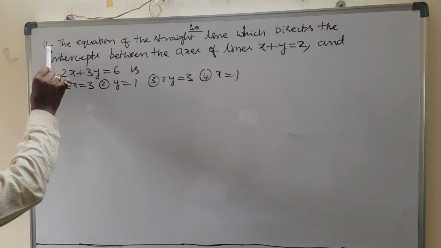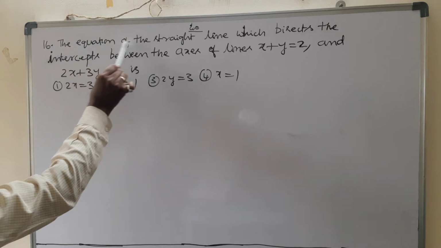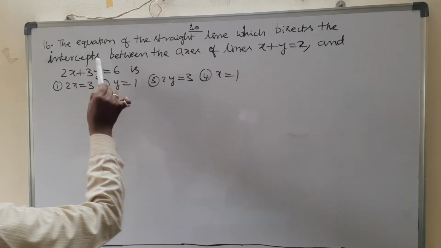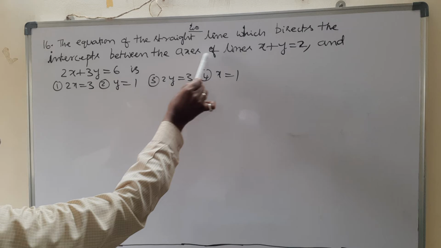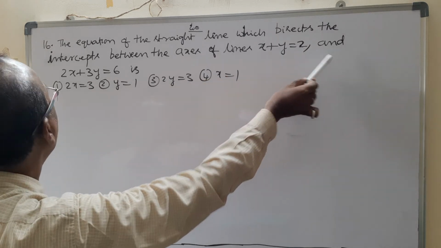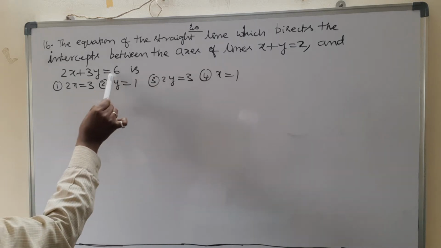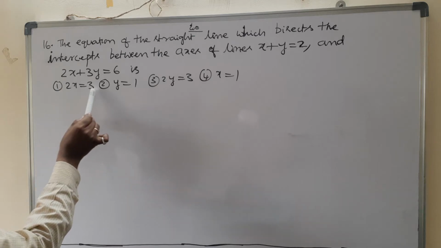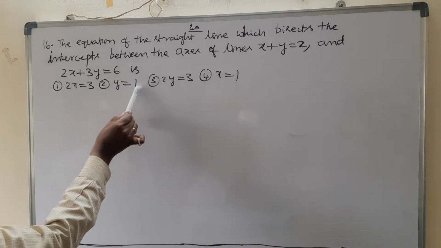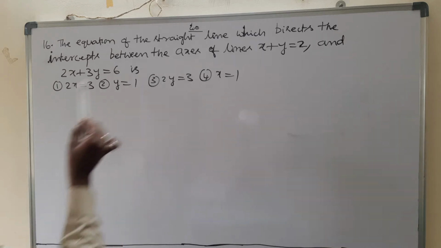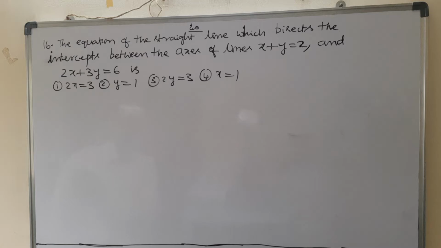Question number 16. The equation of the straight line which bisects the intercept between the axes of the lines x plus y equal to 2 and 2x plus 3y equal to 6 is: first option 2x equal to 3, second option y is equal to 1, third option 2y is equal to 3, fourth option x equal to 1. This is the question. Solution.